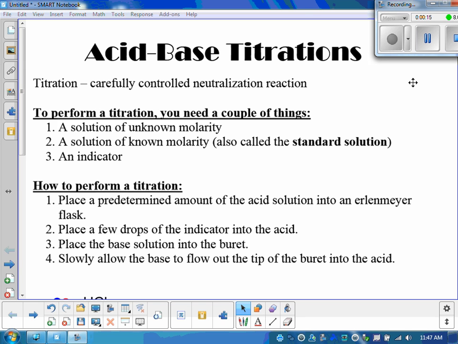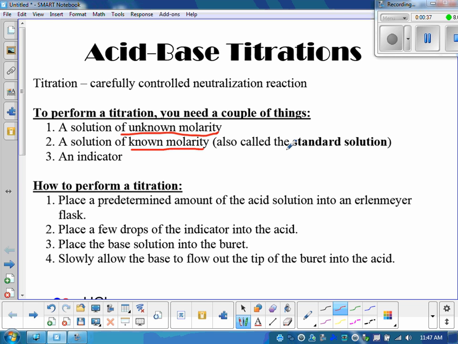What we're trying to do here is we are going to have a known solution, and we are going to have an unknown solution. So we're going to have something that's unknown, a molarity, a concentration, and we're going to try to figure out through this acid-base titration lab, what is that molarity? To do that, we need a known molarity, which usually is going to be for us an acid, but it could be an acid or a base.